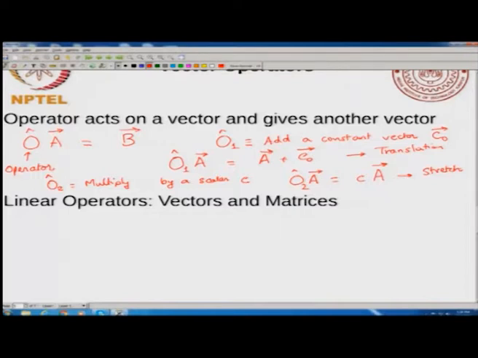What I want to say is that if you had a vector A, and let's say I take this as my C0, then when I add C0 to A, I will get a vector like this. This is my B vector, which is A plus C0.